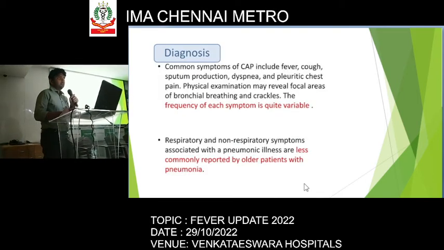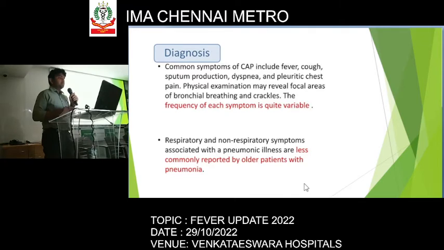The common symptoms of community-acquired pneumonia are fever, cough, sputum production, dyspnea, and pleuritic chest pain, and on physical examination, focal areas of bronchial breathing and crackles. And elderly patients will exhibit very few of these signs. We can't expect all the signs to be there in the elderly.